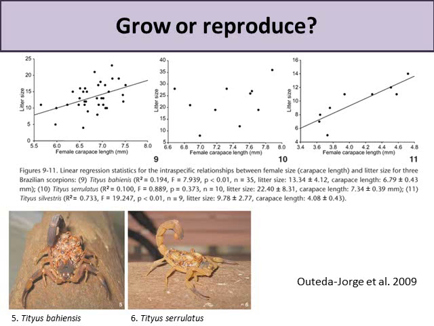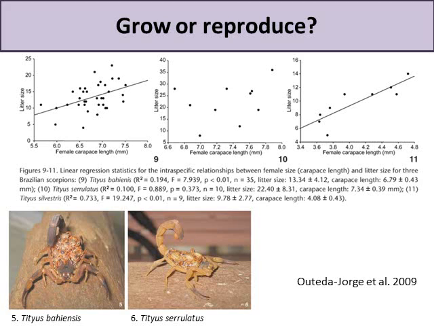So carapace length, this measure right here, is the length of the back. So it's this back part of the scorpion, and that is a measure of size. And litter, we call it a litter because she's having live birth. So she has multiple offspring in a live birth. If she were laying eggs, we'd call it a clutch. But because she's having live birth, we call it a litter.